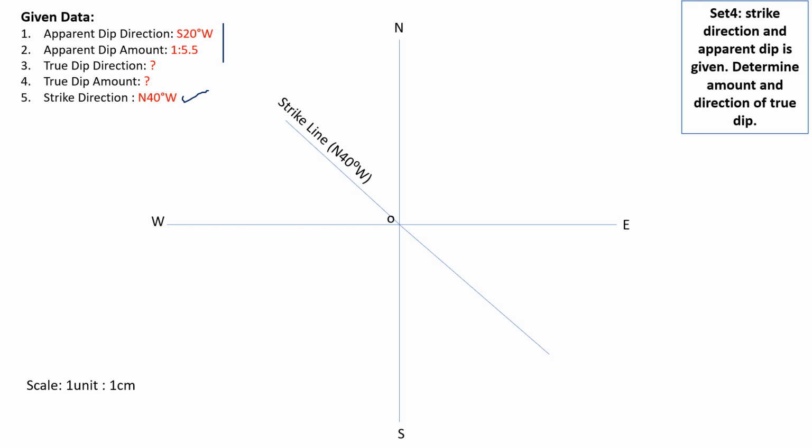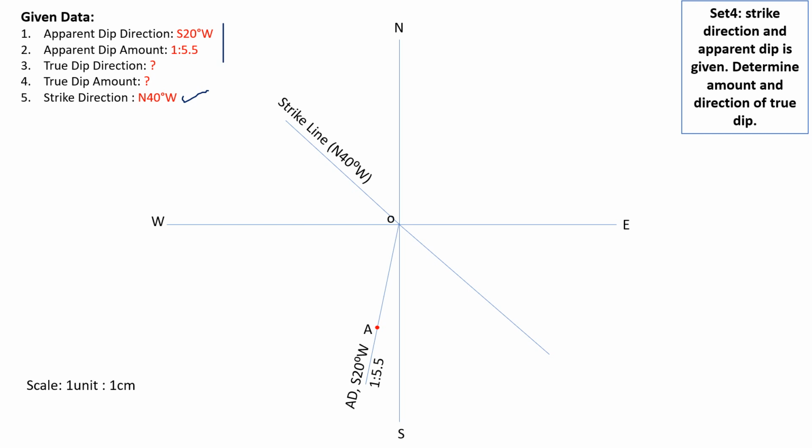Then we'll plot the apparent dip direction as well as amount, that is south 20 degrees west. I'll write down this apparent dip south 20 degrees west, and I'll mark the amount as 1 is to 5.5, and I'll name that point as point A.